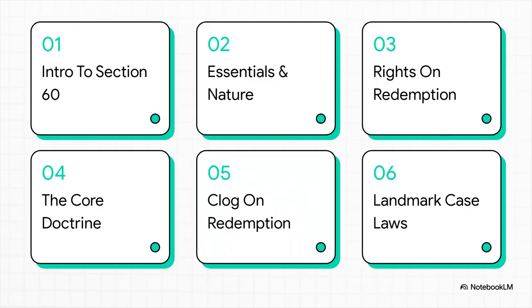Here is the exact structural sequence you will follow. 1. Introduction to Section 60. 2. Essentials and Nature. 3. Rights on Redemption. 4. The Core Doctrine. 5. Clog on Redemption. And 6. Landmark case laws. You need to immediately note down this exact sequence, as this is the precise table of contents the KSLU evaluator expects on your answer script.